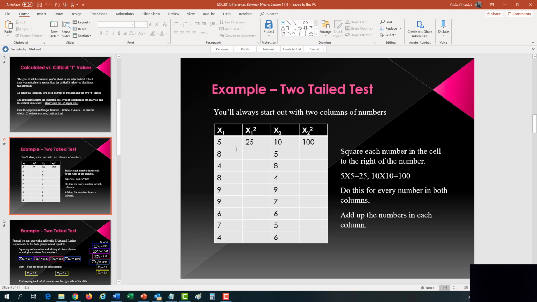So what I've done is I have squared 5 and gotten 25. I squared 10 and gotten 100. If this is an actual problem, I'm going to square all of these numbers and put their values here. I'm going to square all of these numbers and put their values here. Okay, when I'm done with all of that, I'm going to add up the numbers in each column. So I'm going to come up with 4 sums.